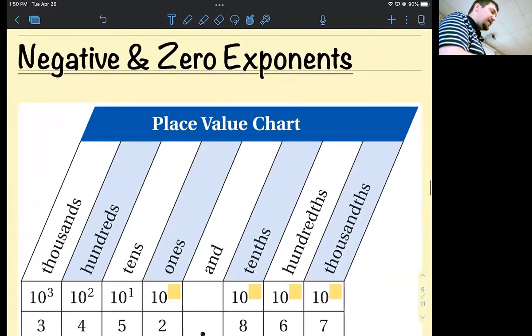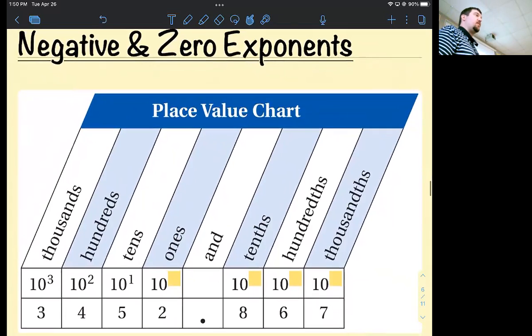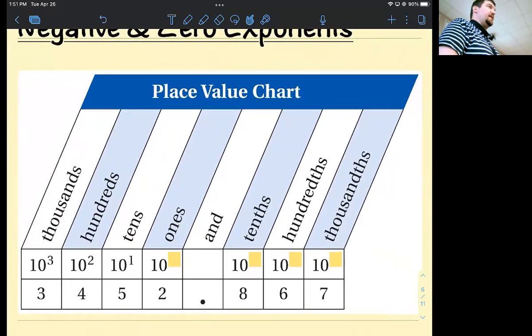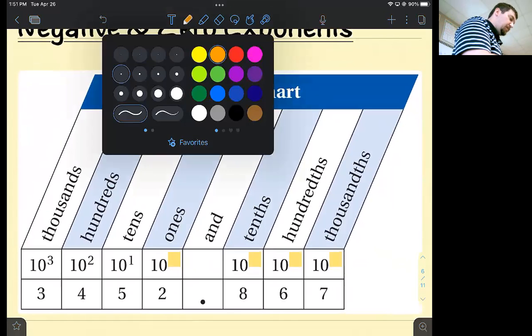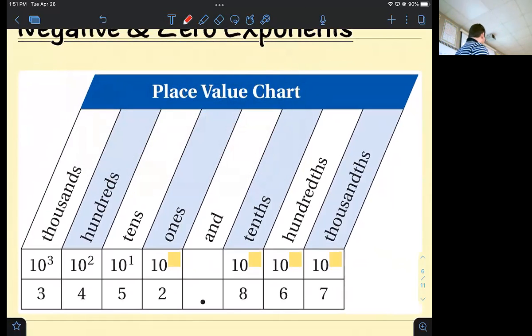All right. So negative and zero exponents. First of all, they exist. You may not have seen them before, but they exist. So far, the problems we've had have all had positive exponents. It is possible to have not positive exponents. For example, you're familiar with the place value chart. You've got the thousands column, the hundreds column, the tens column, the ones column, and you know the other ones on the other side of the decimal to be the tenths, hundredths, thousandths, 10,000ths, all ending in a th.